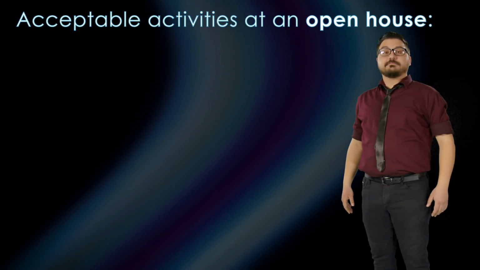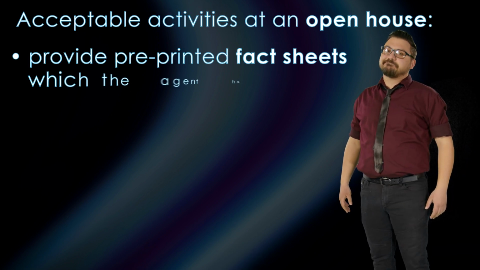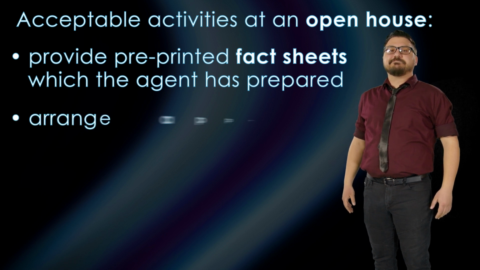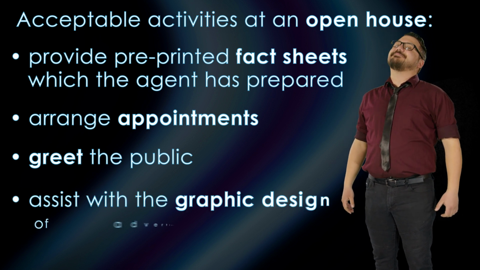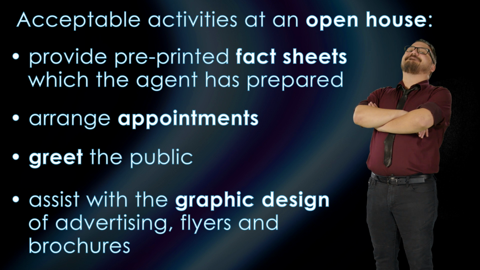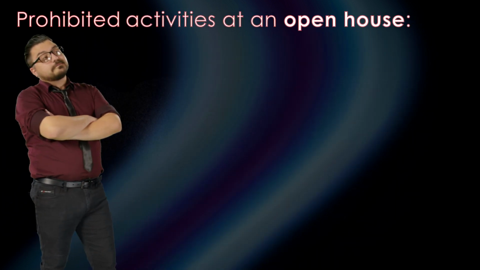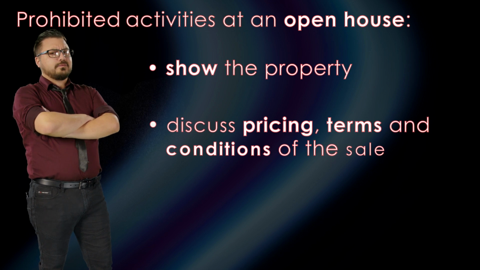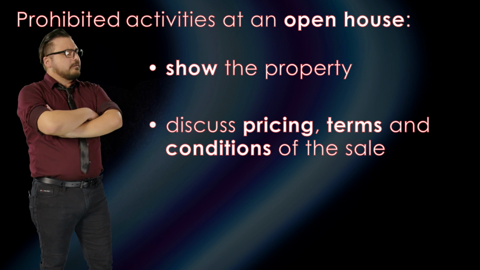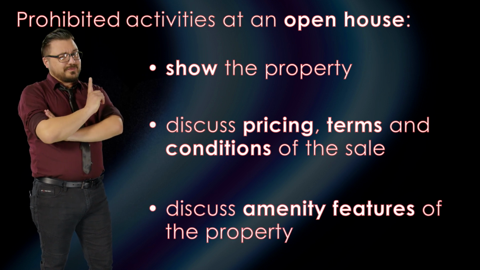Similarly, an assistant may perform non-discretionary activities while helping an agent at an open house for the sale of a property. This includes activities such as providing pre-printed fact sheets which the agent has prepared, arranging appointments, greeting the public, and assisting with the graphic design of advertising flyers and brochures. However, when assisting an agent at an open house, assistants may not show the property, discuss pricing, terms, and conditions of the sale, or discuss amenity features of the property, such as the neighborhood, schools, or similar things.